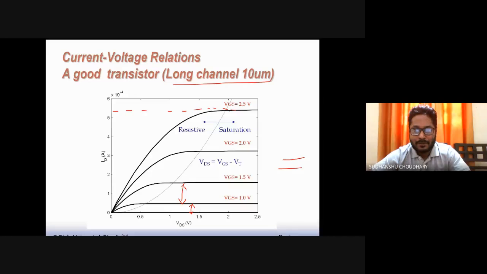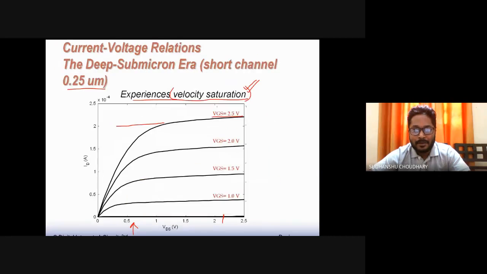So in a long channel MOSFET, for VGS is 2.5 and let's say VDS is 2 volts, you are seeing a current of somewhere around 5 into 10 to the power minus 4 ampere. But in short channel, at VDS of 2 volts and VGS of 2.5 volts, you are observing only somewhere around 2 into 10 to the power minus 4 amperes. So that means the current drive of the MOSFET is also reduced.